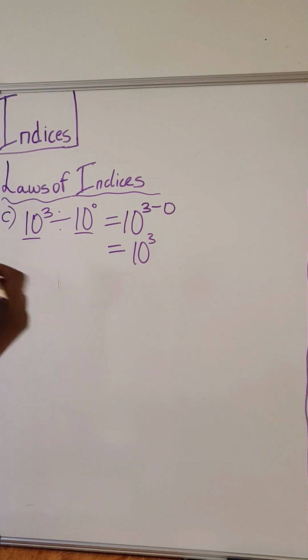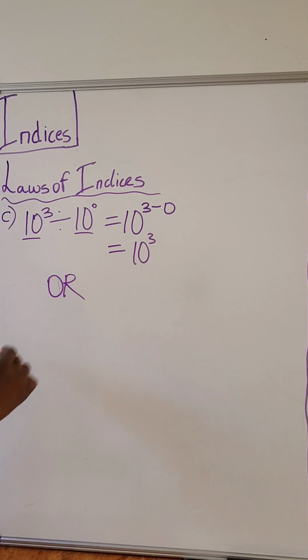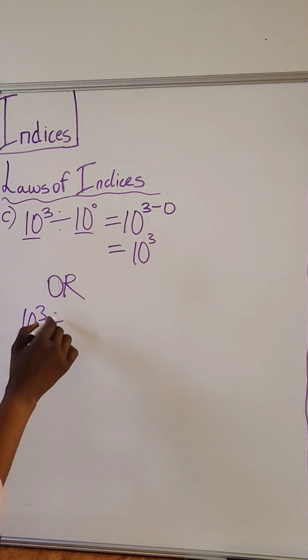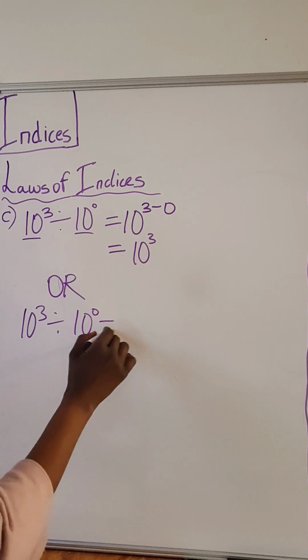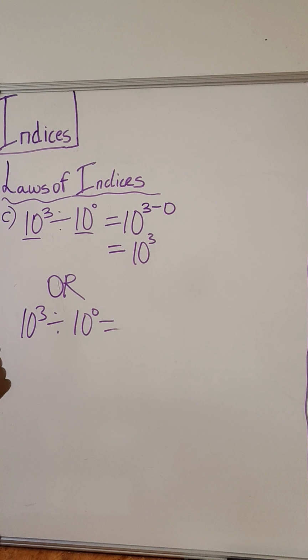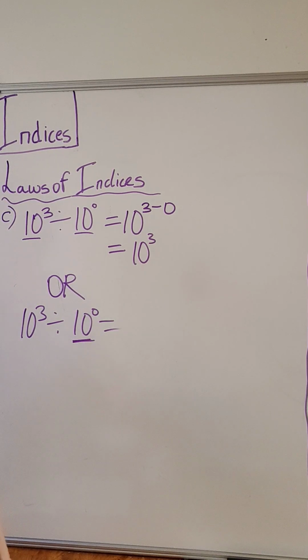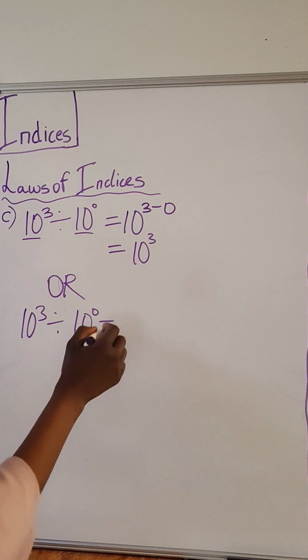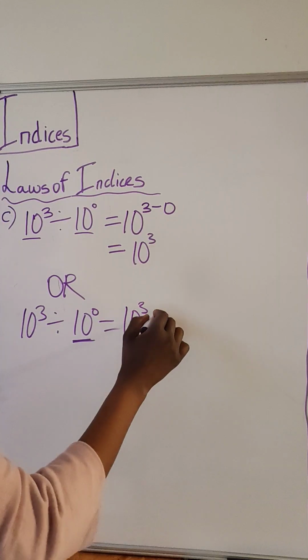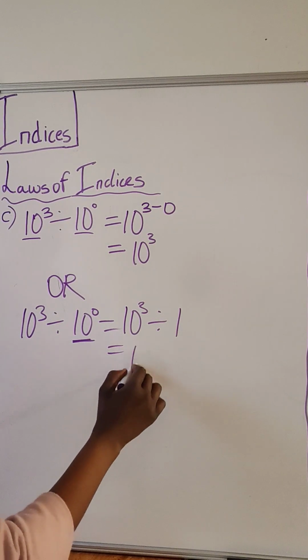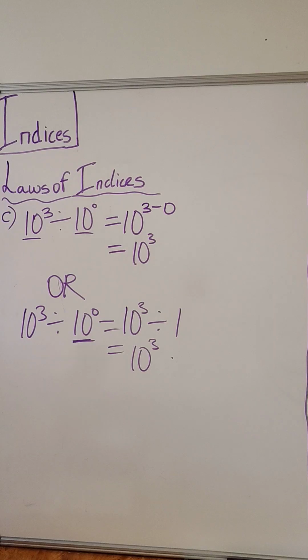That's good. Another way of doing this, and it's simpler, shorter than this: 10 raised to power 3 divided by 10 raised to power 0. If I explore the 0 power law, it shows that this 10 raised to power 0 is 1, because any value, any letter raised to power 0 is 1. So 10 raised to power 3 divided by 1 gives 10 raised to power 3. Good job.